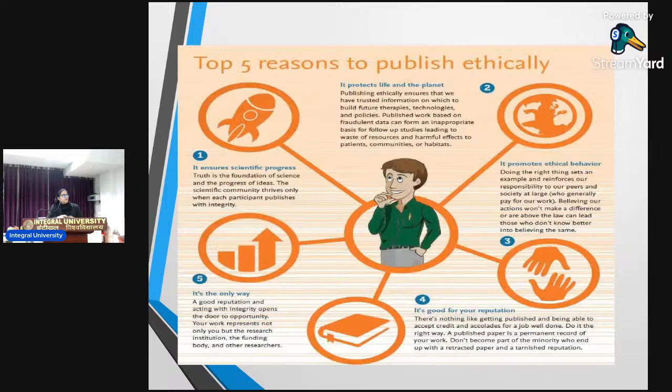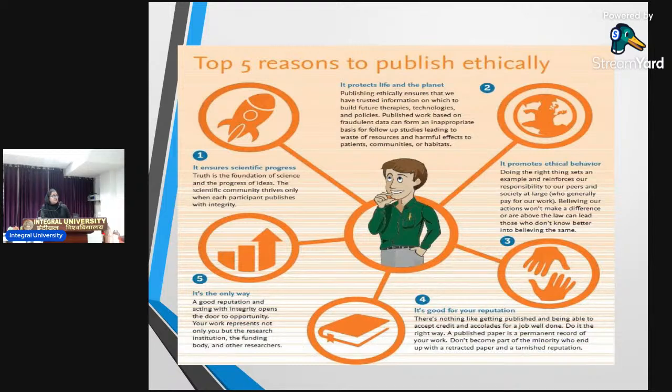So these are the top 5 reasons to publish ethically. Can you see the slides? So according to Elsevier, I have put the references at the end of the presentation, and for some slides I have put them on the slides only. So these are the 5 reasons to publish ethically.